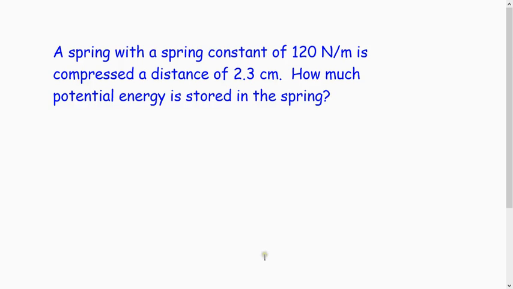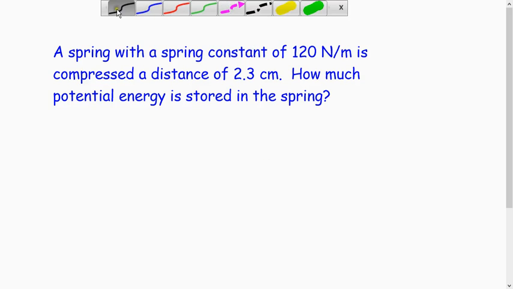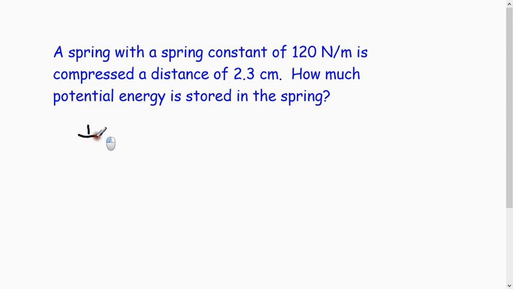A spring with a spring constant of 120 newtons per meter is compressed to a distance of 2.3 centimeters. We want to calculate the potential energy stored in the spring. In order to do that, we're going to use the equation PE equals 1/2 kx squared. However, we need to realize that my x needs to be in meters, and right now it is in centimeters.